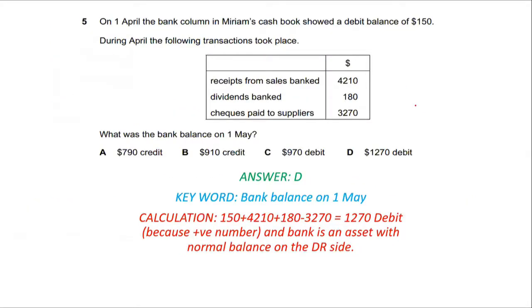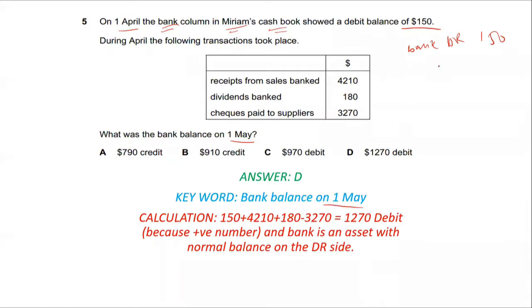Multiple choice number 5. On 1st April, the bank column in Mariam's cash book had a bank debit balance of 150, which means that it is a positive balance. What was the bank balance on 1st May? So within a month, because they haven't mentioned the year, let's say it's within a month, 1st April to 1st May, you need to calculate the bank balance on 1st May.